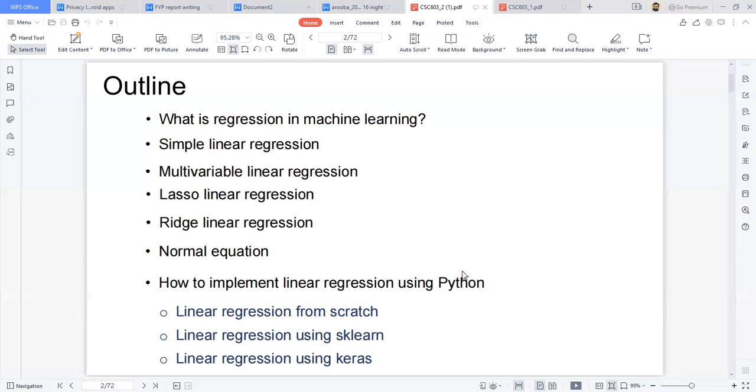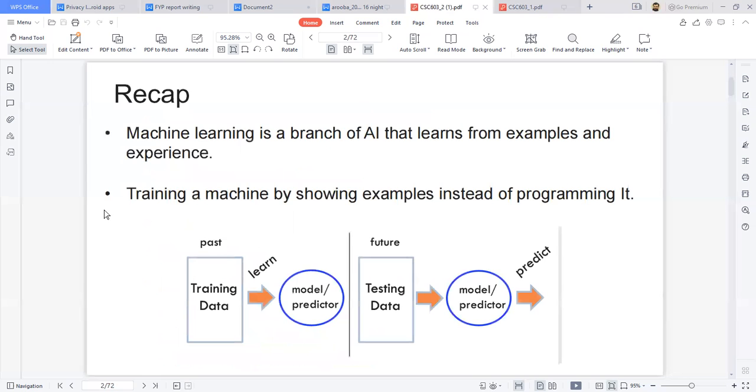So what is regression in machine learning? We already discussed this. For example, we have classification for categorical data; otherwise, we apply regression for continuous data. There are different algorithms like linear regression, multivariate linear regression, lasso linear regression, ridge linear regression, and the normal equation. We will discuss them one by one. Okay, so let's start.